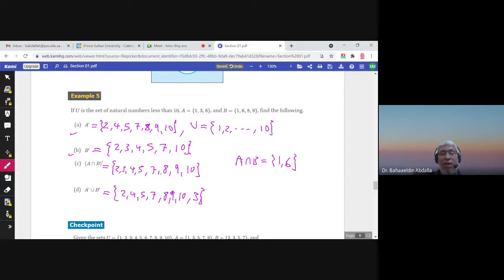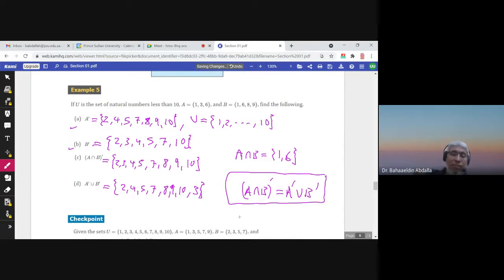Now please compare these two sets, C and D. You will find that 2, 3, 4, 5, 7, 8, 9, 10 are exactly the same. So in fact, there is a characteristic that says if you want to find the complement of A intersection B, you find the complement of A union the complement of B, and this is a very famous formula.